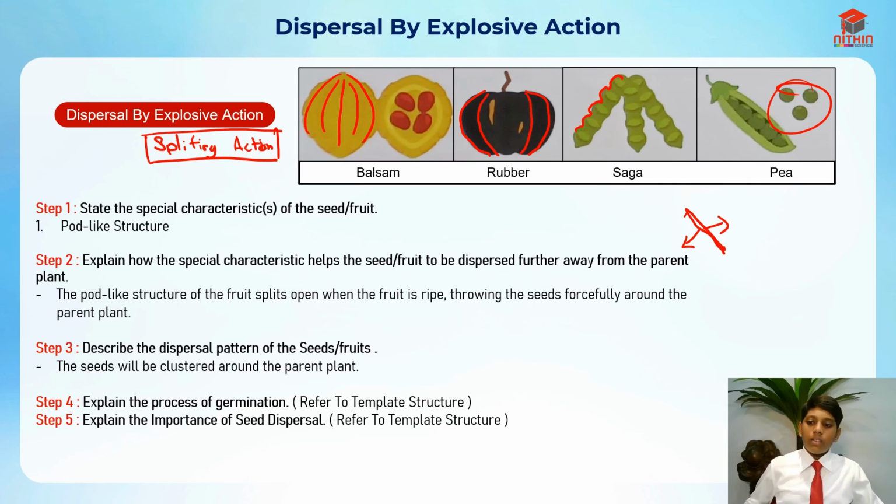Okay, and then explaining the special characteristics. So the pod-like structure of the fruit splits open when the fruit is ripe, throwing the seeds forcefully around the parent plant. Okay, and how to describe the dispersal pattern of the seeds or fruits. Basically, the seeds will be clustered around the parent plant, because it's forcefully splitting. And then the last step 4 and 5, you just need to refer to the template structure that I went through previously.